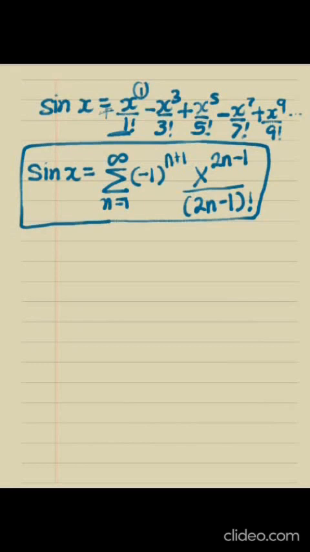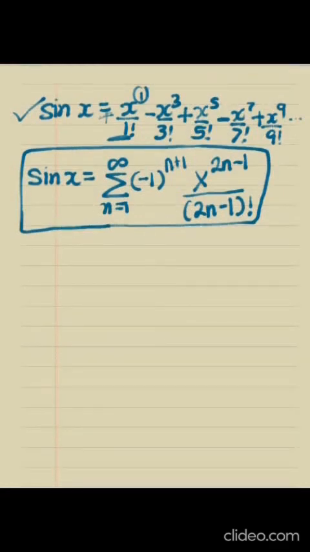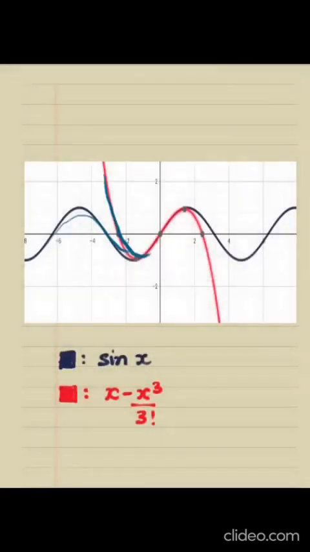So what does this series really mean? I've actually graphed this on a graphing calculator to show you what it looks like. Here I have this blue line, which is sine of x, and this red line is x minus x cubed over 3 factorial. So this is just the first 2 terms of our Maclaurin series. And as you can see, this is pretty close to the value of sine of x, especially near x equal to 0, right?